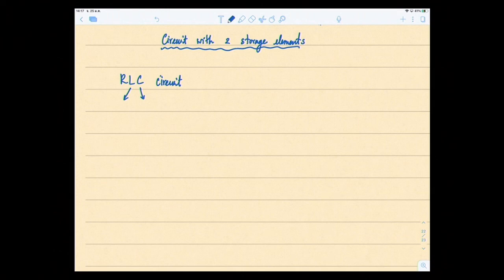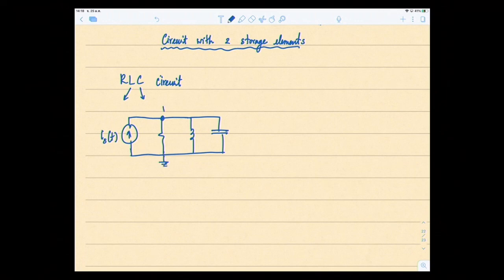So we have an inductor and a capacitor, two storage elements. Let's start with the simplest one and see what's the difference between this RLC and the one we did before, RL or RC. Let's say that we have RLC connected in parallel. If this is Is(t), they are in parallel, so they have only one node up here.